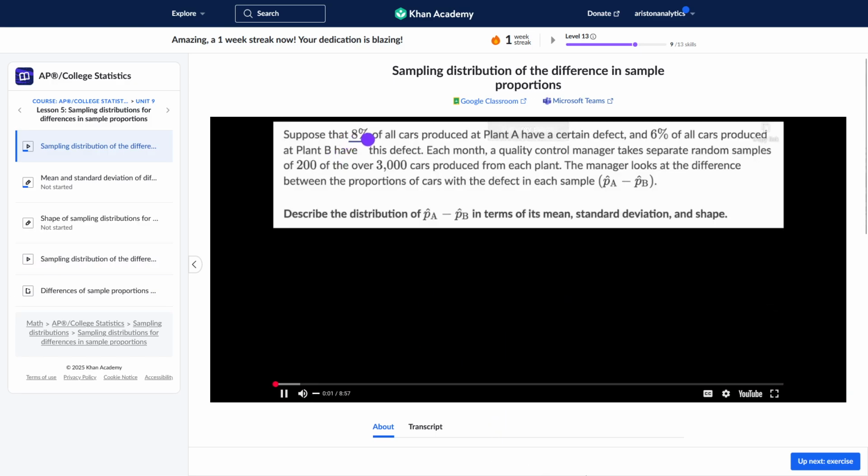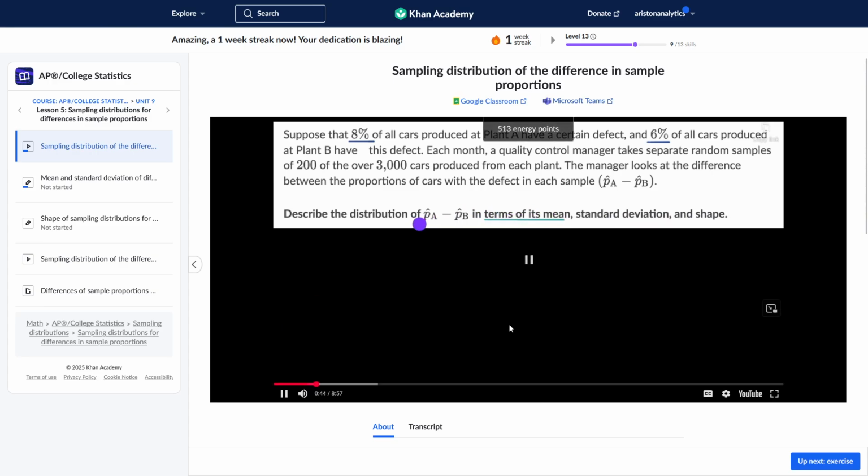We're told, suppose that 8% of all cars produced at plant A have a certain defect, and 6% of all cars produced at plant B have this defect. Each month, a quality control manager takes separate random samples of 200 of the over 3,000 cars produced from each plant. The manager looks at the difference between the proportions of cars with a defect in each sample. So they're looking at the difference of sample proportions every month. Describe the distribution of the difference of sample proportions in terms of its mean, standard deviation, and shape. Let's take these step by step.